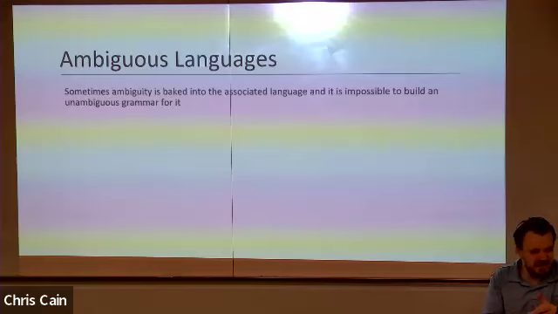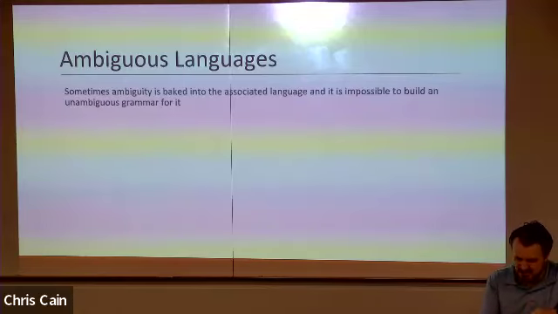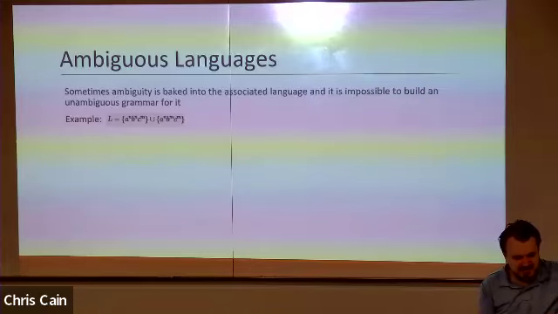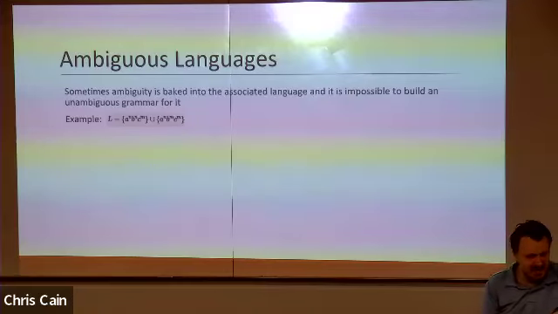Unfortunately, there are some languages out there where there is just ambiguity in the language, and no unambiguous grammar can exist for this ambiguous language. An example of one such language is this language: a to the n, b to the n, c to the m, union a to the n, b to the m, c to the m.